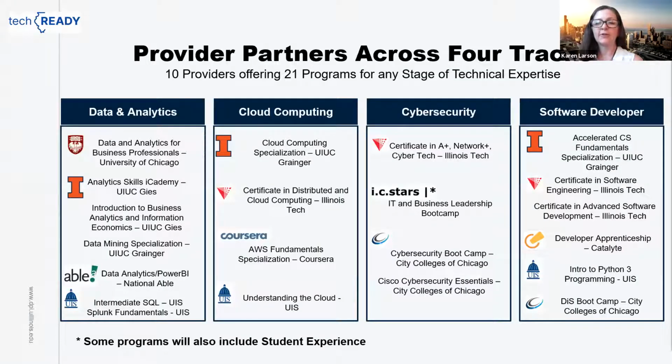So this slide shows the full spectrum of programs offered through Tech Ready, including the ones that aren't on the Coursera platform, from schools like University of Chicago, University of Illinois Springfield, Illinois Tech, and the city colleges, as well as some partners like National Able, who you just heard from, Catalyte, and IC Stars. In total, we have 10 providers across our 4 learning tracks, offering over 20 different programs. In addition to offering programs across all skill levels, as I previously mentioned, the program durations run from a weekend to 32 weeks of learning, and from free to a couple $1,000s for a full certificate. Next slide.